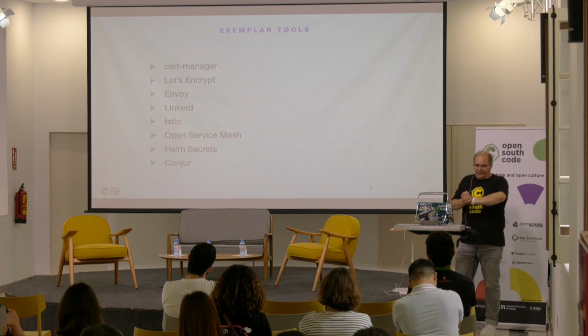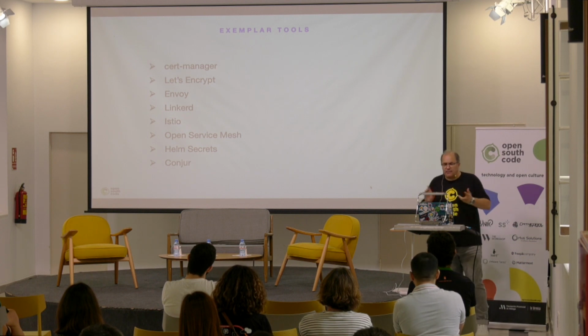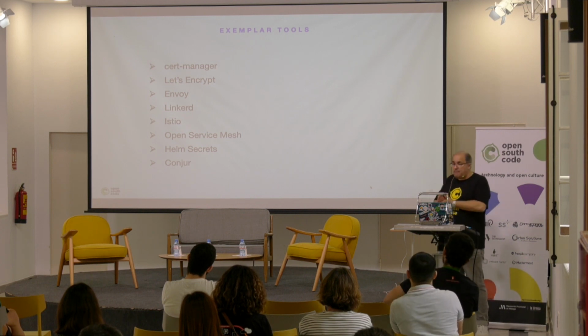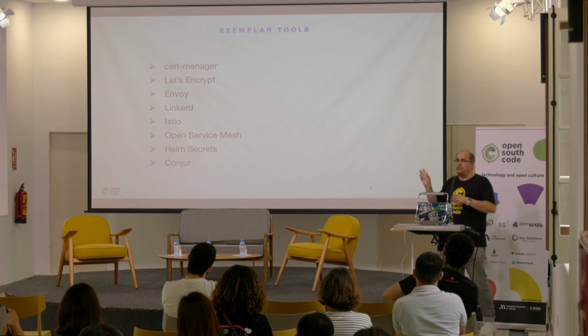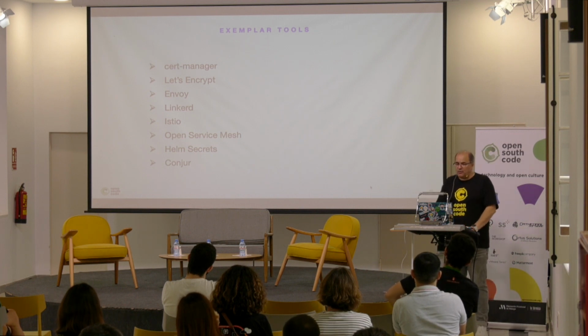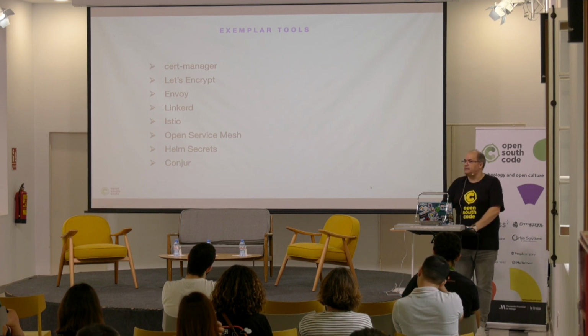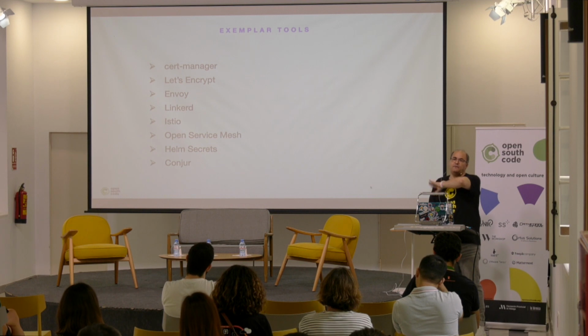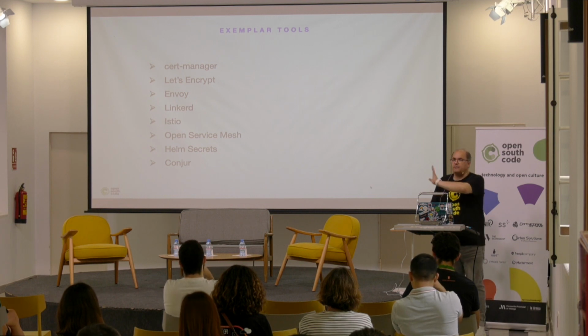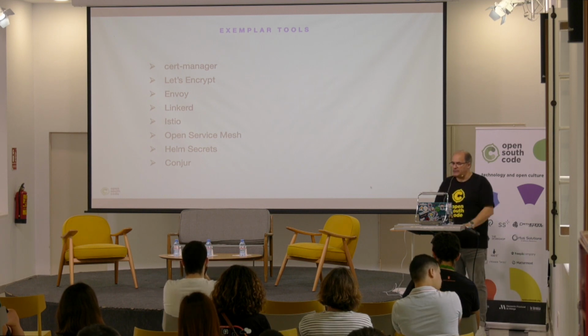So, exemplar tools for that. We have Cert Manager, we have Let's Encrypt, we have Envoy, we have Linkerd, we have Istio, so these are examples of service mesh. Open Service Mesh, of course. We have Helm Secrets to manage secrets. We have Conjur to manage privileged access management. So these are all examples of open source tools. Of course, there are many more, but these are all open, so you can start using them right now.